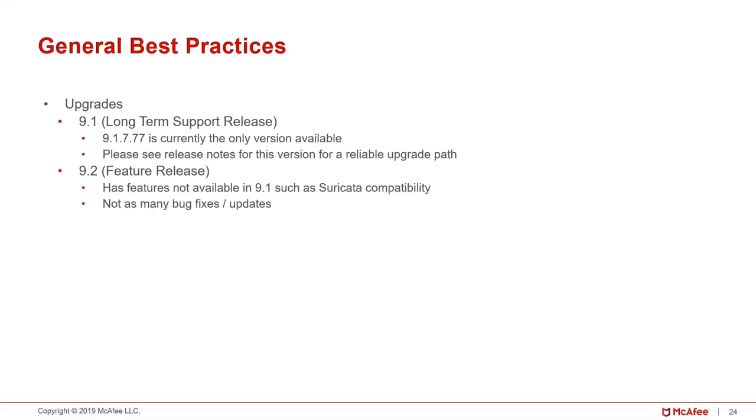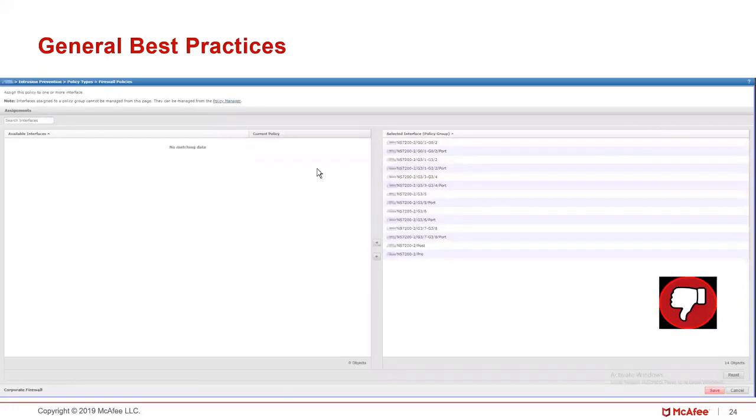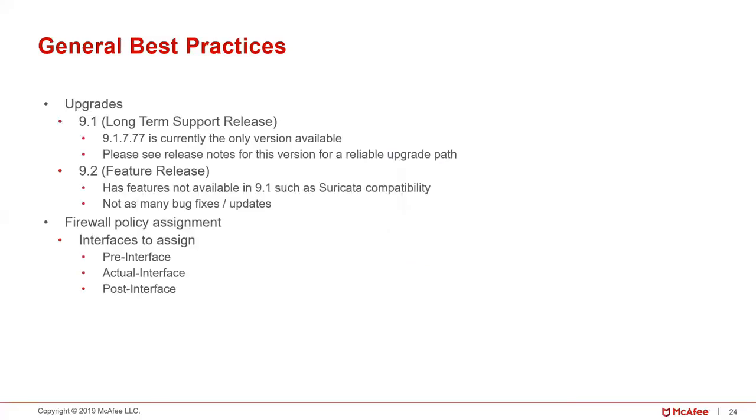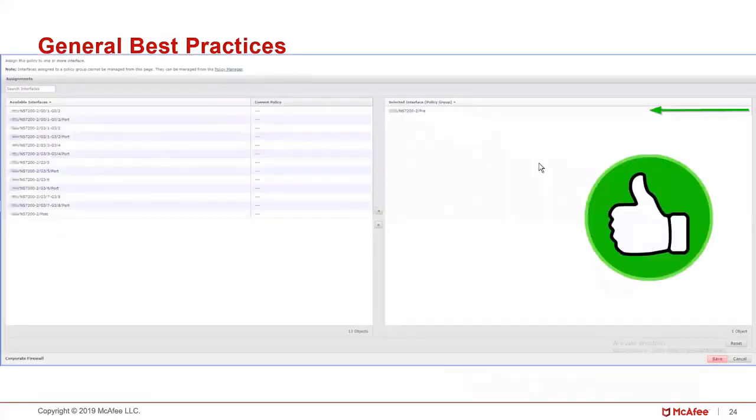Next, firewall policy assignments are easy to set up and even easier to get wrong. Remember that the pre-interface and post-interface include all traffic passing through a sensor. Using these in conjunction with an actual interface such as 1A, 1B, for example, will create extra work for the sensor, and in extreme cases, have the potential to cause network latency.